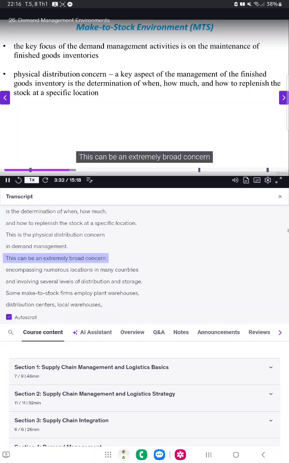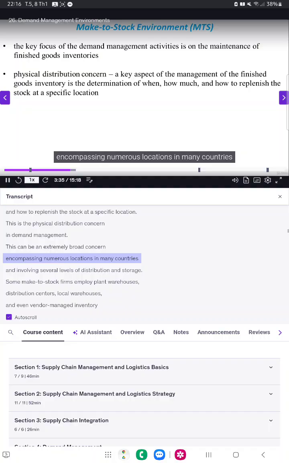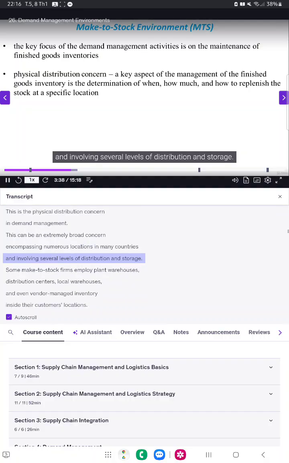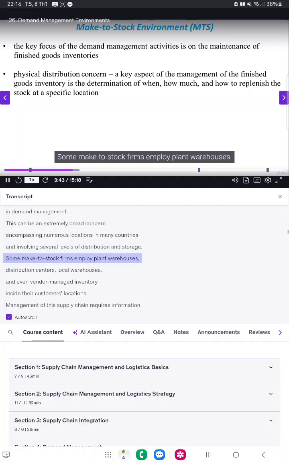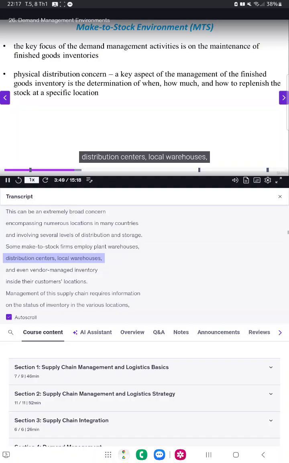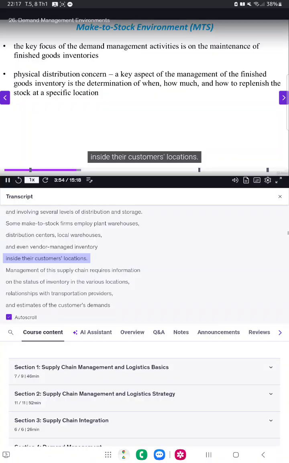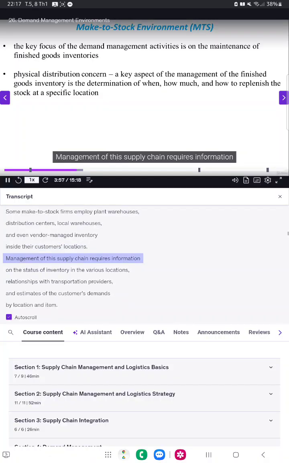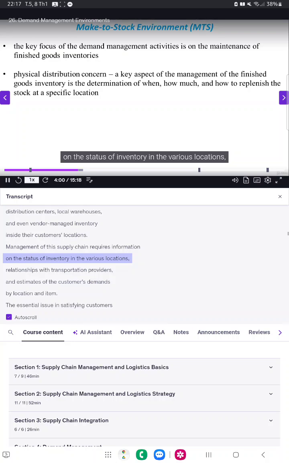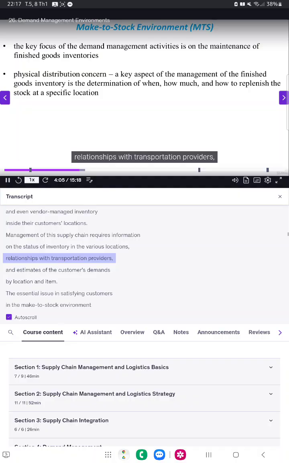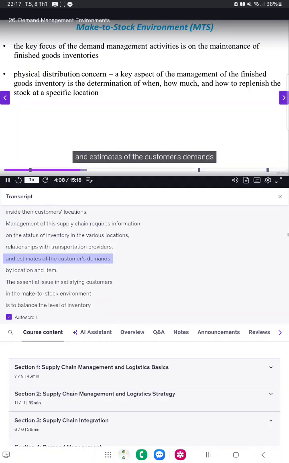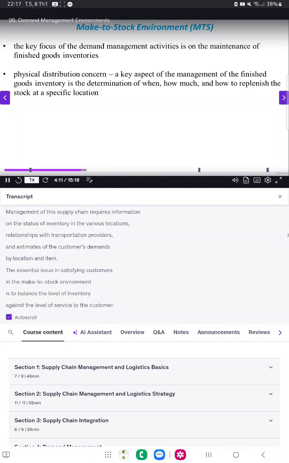This can be an extremely broad concern encompassing numerous locations in many countries and involving several levels of distribution and storage. Some make-to-stock firms employ plant warehouses, distribution centers, local warehouses, and even vendor-managed inventory inside their customers' locations. Management of this supply chain requires information on the status of inventory in the various locations, relationships with transportation providers, and estimates of the customer's demands by location and item.